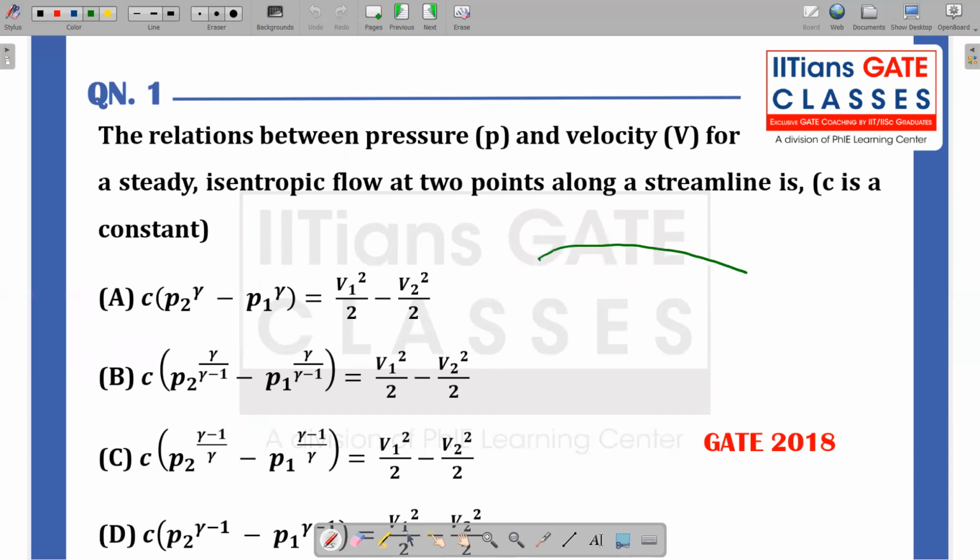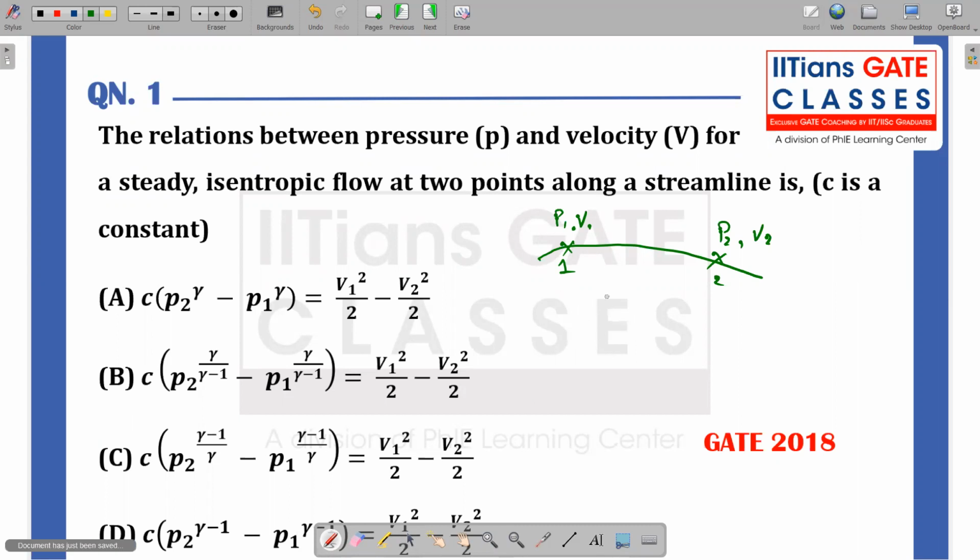So I have a streamline. I have points 1 and 2, and the flow is going through an isentropic process along the streamline. Here they have given pressure P and V, that is P1 comma V1, and here I have P2 comma V2, right? So they are asking what is the relation between P1, V1, P2, V2 if the flow is isentropic. How can we show the relation between these two?